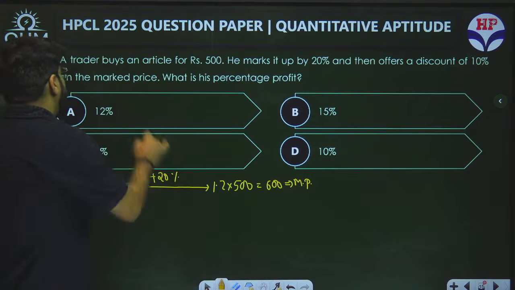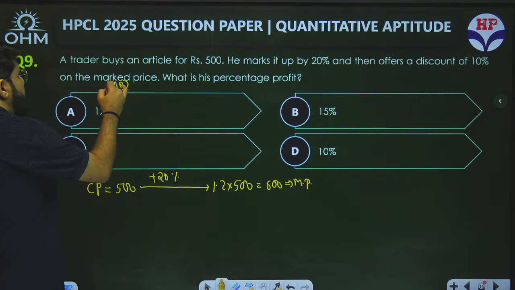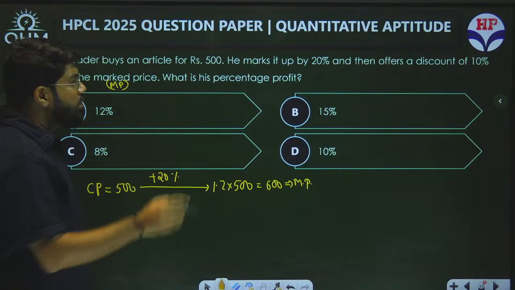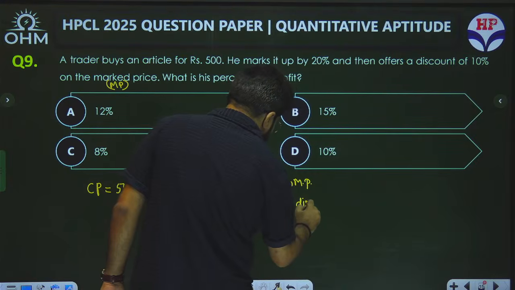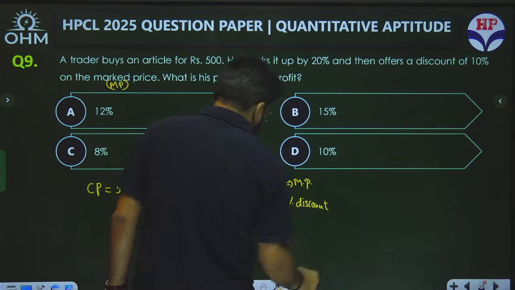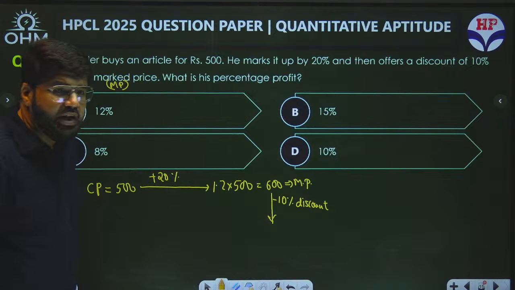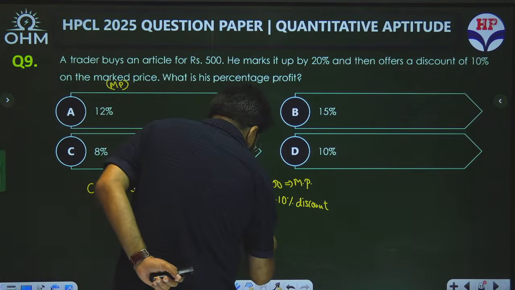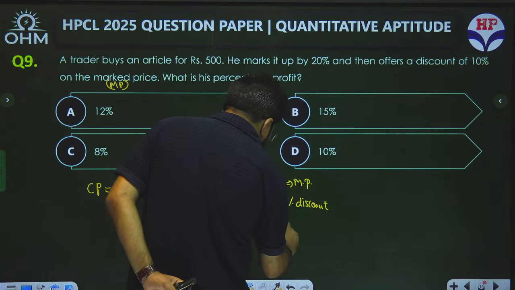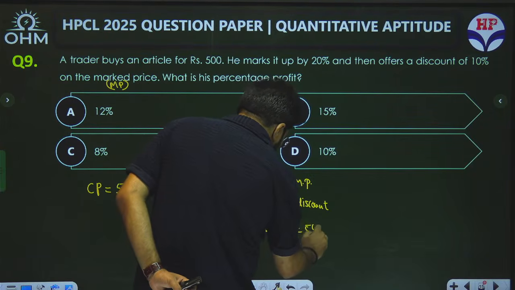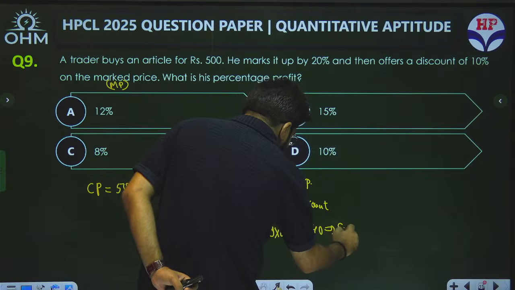Okay, I'll call the marked price as MP. Now on to this marked price, he will offer a discount of 10%. So the discount has to be reduced now, so minus 10% discount. When you reduce 10%, what is left? 90%, which is 0.9. 0.9 of 600 is 540. This becomes his final selling price.